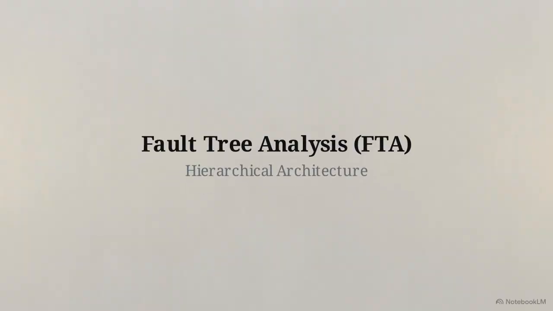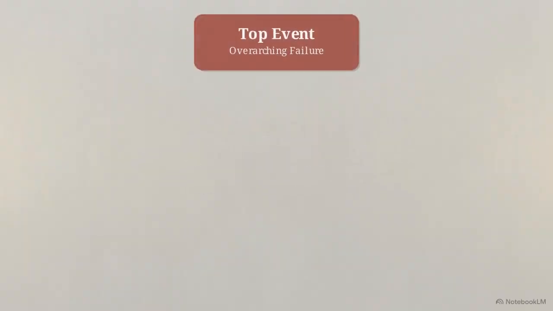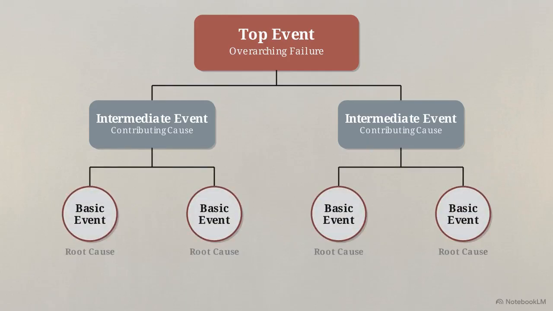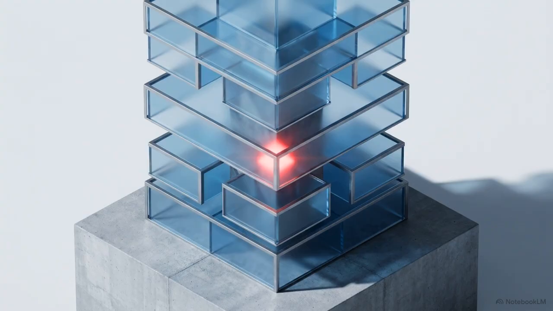This animation represents the core architecture of an FTA diagram. It begins at the absolute peak with the top event, the singular, overarching failure you are trying to analyze. The diagram branches downward into intermediate events, the contributing causes that trigger the failure. Those intermediate steps branch out further until we hit basic events, the foundational root causes at the bottom of the tree.